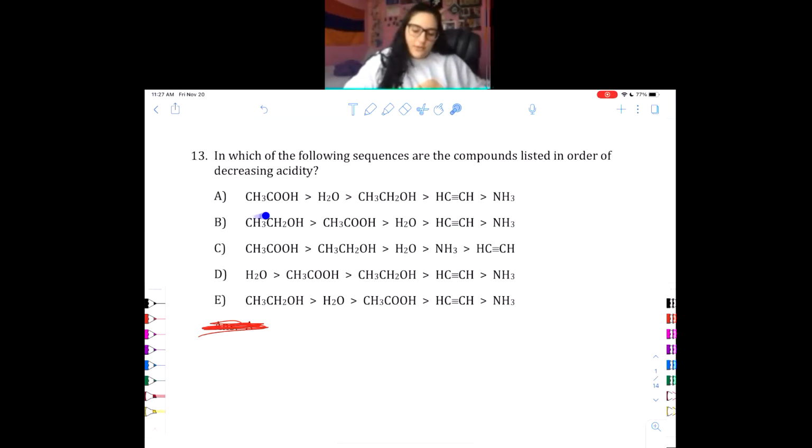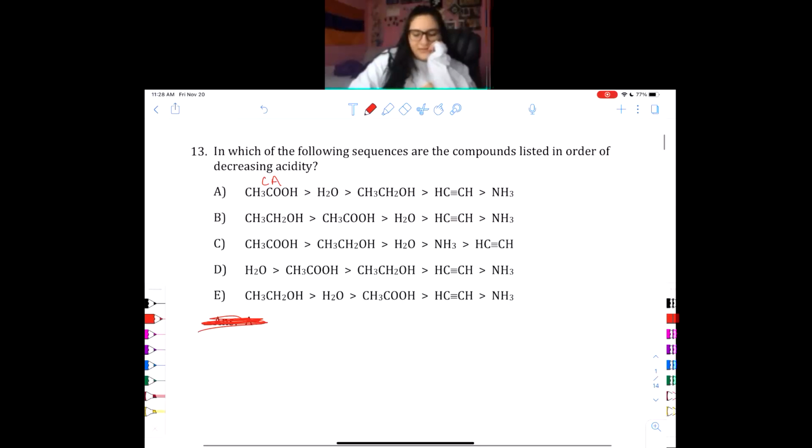Okay, so these are pretty straightforward. They're not too ugly, but what functional group is this guy? Carboxylic acid, awesome, and we're going to just say CA. We know that this is water. What about this one? Yep, that's just ethanol. What's this guy? A triple bond, so it's going to be an alkyne. And NH3, is that an amine or an amide? Amine, super.